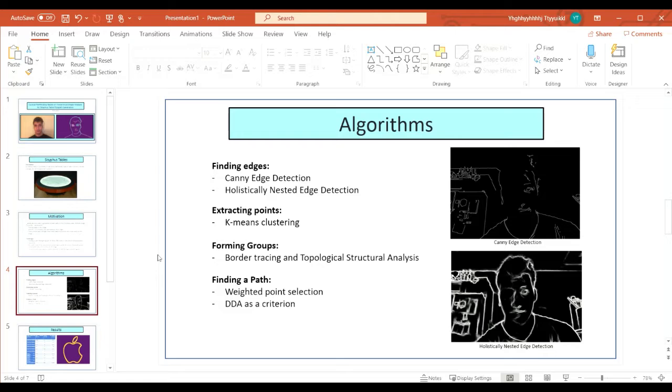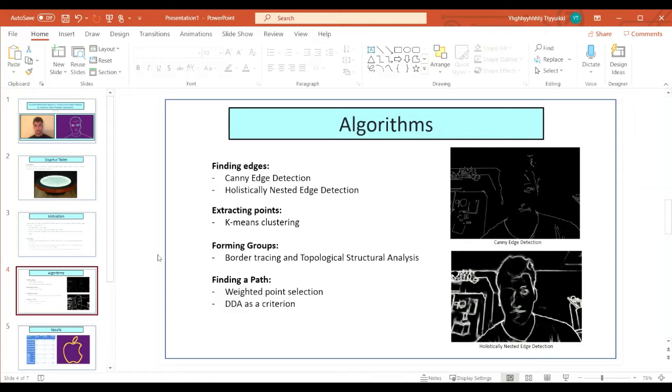So I came up with a few algorithms that I can use. To find all the edges in an image, I can use either Canny edge detection or holistically nested edge detection. Canny edge detection has been around for years, since like 1985 or something. It's an analytical method of finding all the edges in an image and transforming them into very fine lines so you can use them in other computer vision aspects. It's widely used in industry.